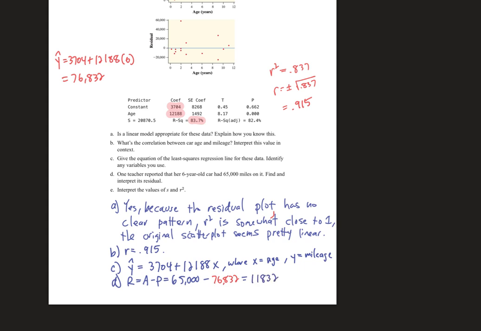Okay, and then when you're interpreting a residual, you can use the word overestimate or underestimate if you want. You can say that the least squares regression line overestimates. This is the predicted value, and this is the actual value. So the least squares regression line overestimates the mileage of a 6-year-old car. That would be the nice, simplest way to say that.